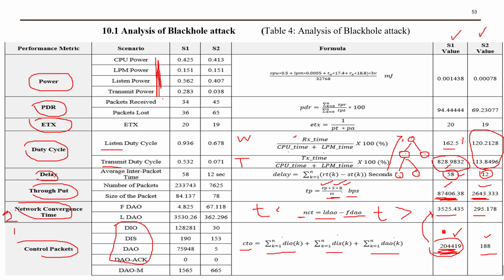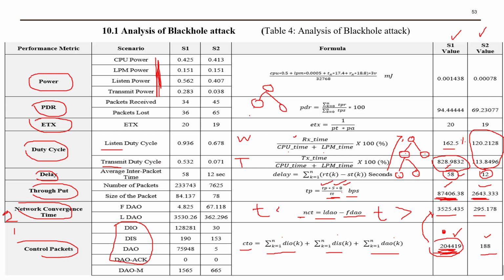Then the next one is called the ETX. So what does ETX mean? E stands for expected transmission count, or we can say it is about transmission. That means jumps. You might have already studied this in some networking courses. You see what ETX means.